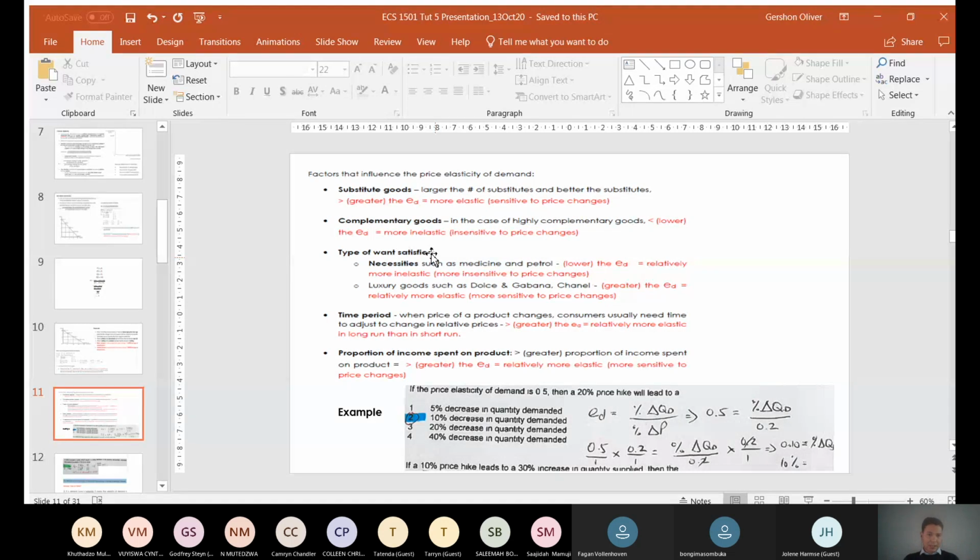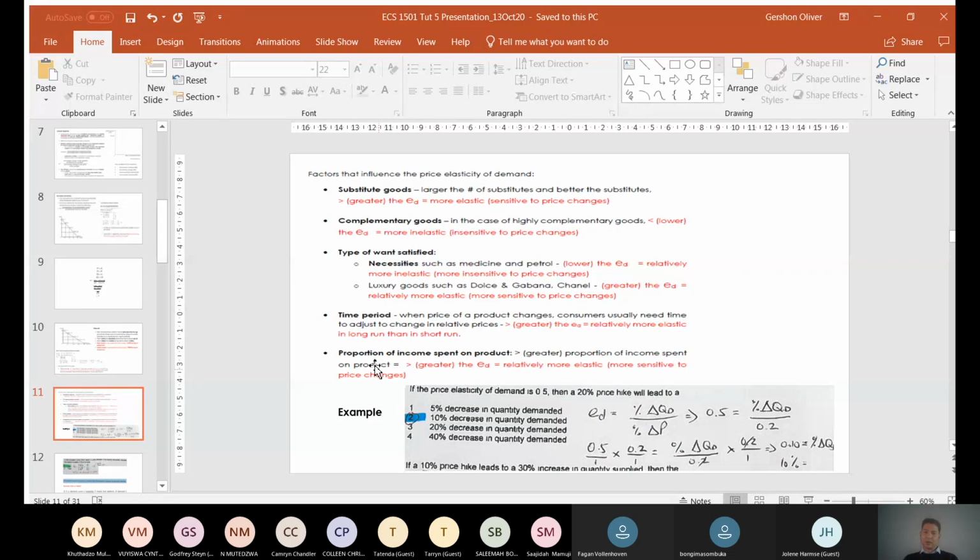In the case of necessities such as medicine and petrol, demand is relatively more inelastic, more insensitive to price change. In the case of luxury goods, what are luxury goods? A luxury good is a Louis Vuitton bag, an airline ticket, a safari ticket. You know, the stuff that you've got money for. The greater, the relatively more elastic, the more sensitive to price change.